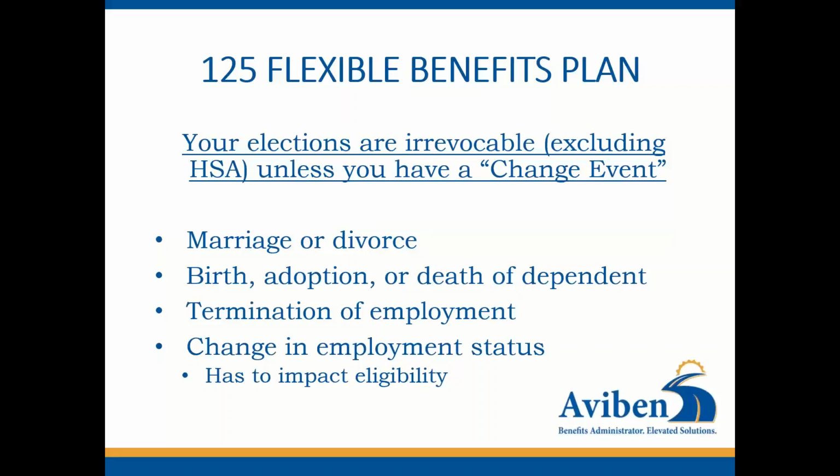So like I said earlier too, your elections are irrevocable, meaning you cannot change them unless you have a change event. So once again, this does not include the health savings account, but this does include all the other voluntary categories within a 125 flex plan. And a change event is marriage or divorce, birth, adoption, or death of a dependent, termination of employment, or change in employment status. However, it has to impact your eligibility. So you have to either go from benefits eligible to not benefits eligible, or vice versa. If you have any of those, you can make a change. You have 30 days from the date of the change event to make that change and submit your form to change your election.